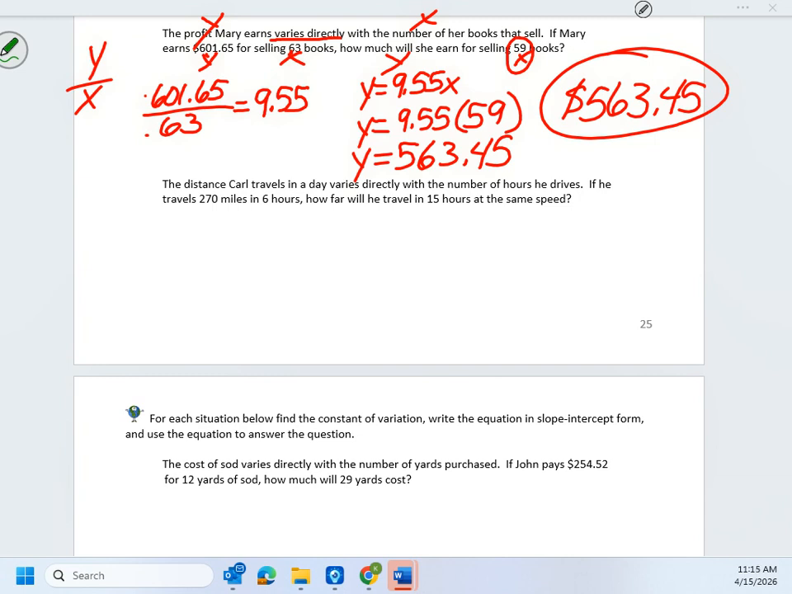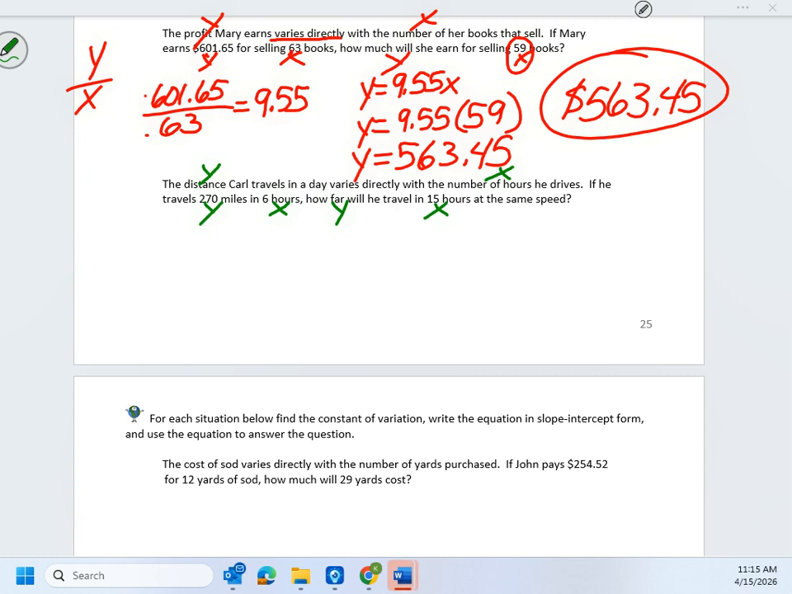I've heard from Victoria today. Who's the voice I haven't? I've heard from Bolton today. Bo, tell me where to put my y's and x's. Distance, put Y. Hour, put X. 270 miles, put Y. 6 hours, put X. How far, Y. And 15 hours, X.